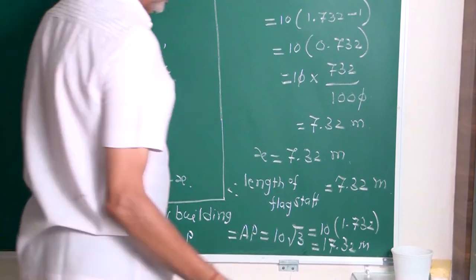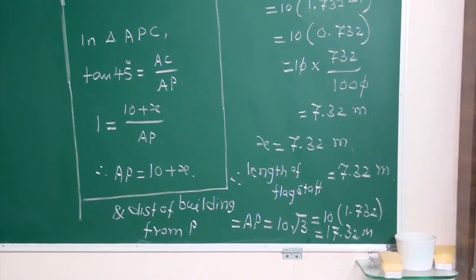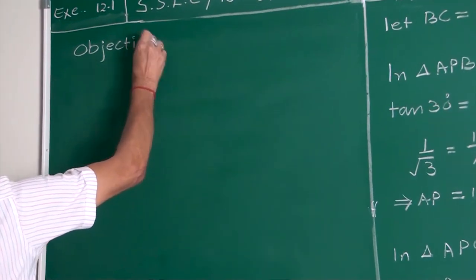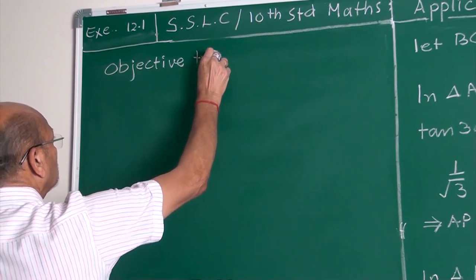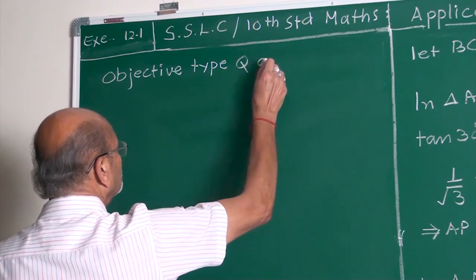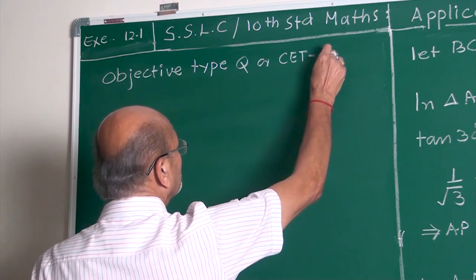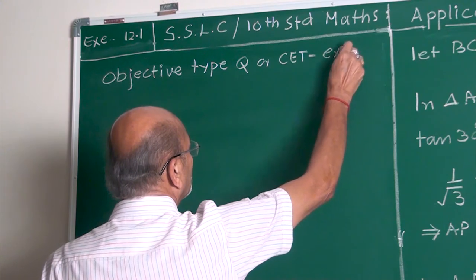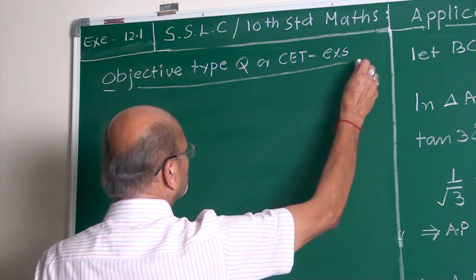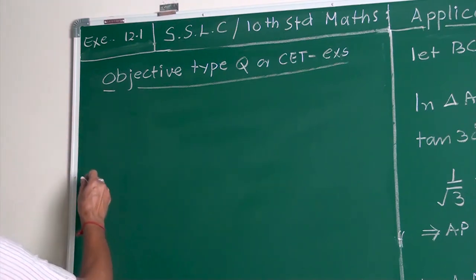Next is objective type questions. Questions or CET examples. CET, or you can say anything, GE examples. Just these are CET level. Simple examples, my friends. First example.